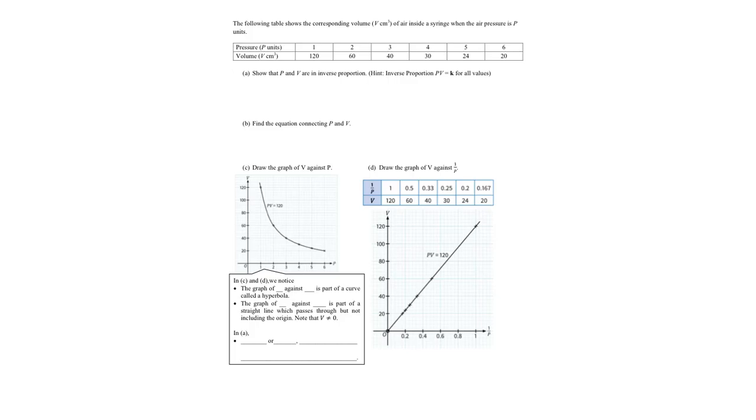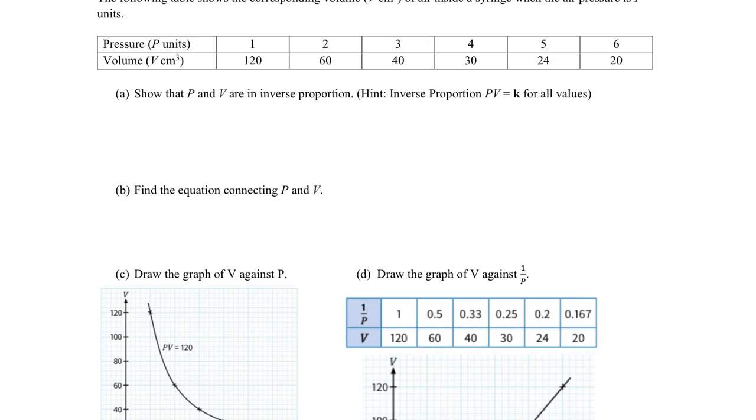Hello everyone, for this example we are given a table of values for volume and pressure. And our first part A, let me zoom into part A, alright? Would be to show that P and V are in inverse proportion.